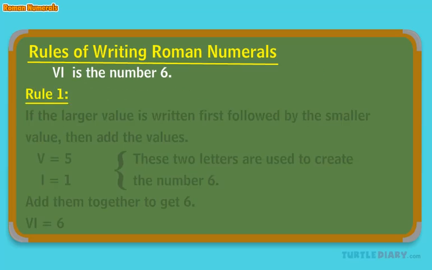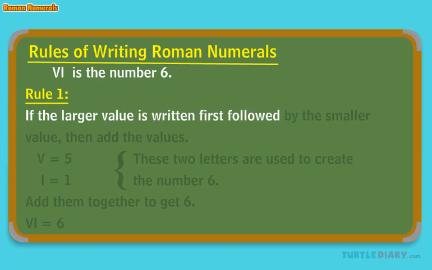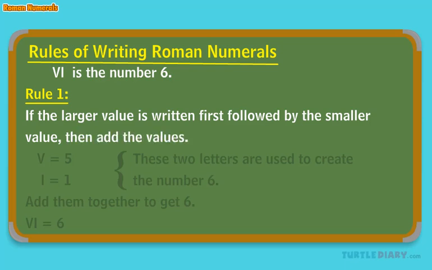Rule 1. If the larger value is written first, followed by the smaller value, then add the values. Let's look at how we would write the number 6. The Roman numeral for 6 is VI. V equals 5. I equals 1. V is the greater value. I is the lesser value.